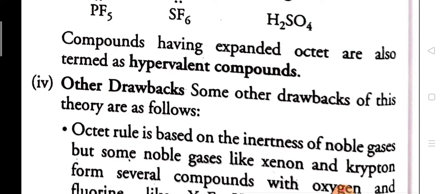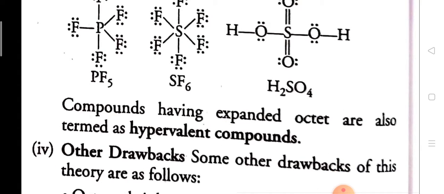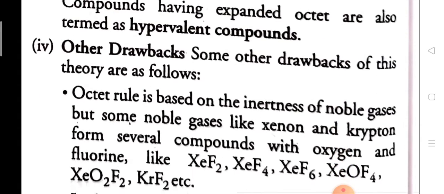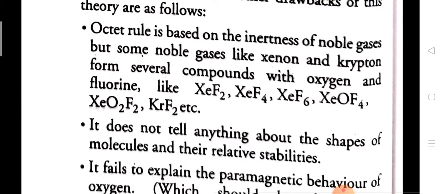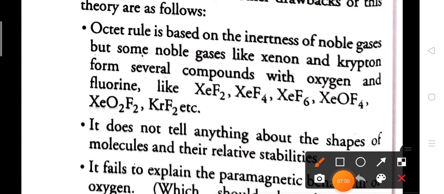Compounds having an expanded octet are also termed hypervalent compounds. Now, some other drawbacks of this theory are as follows. Next, the octet rule is based on the inertness of noble gases, but some noble gases like xenon and krypton form several compounds with oxygen and fluorine, like XeF2, XeF4, XeF6.